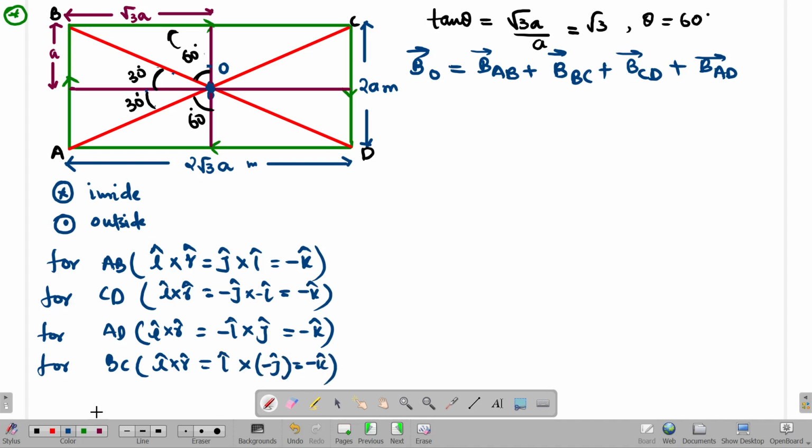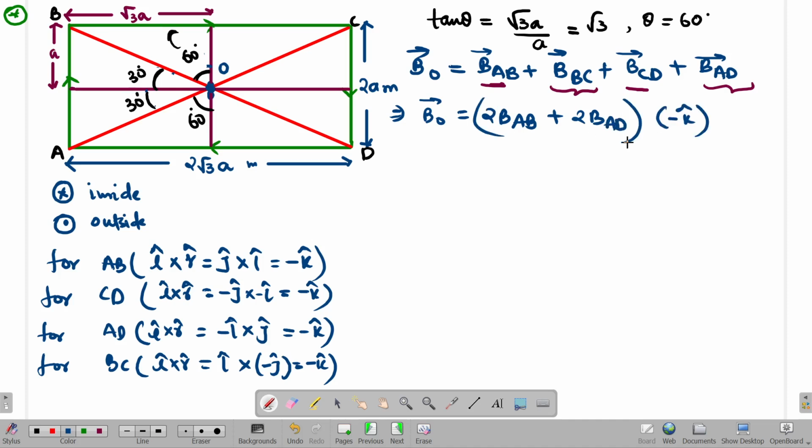All these magnetic field directions are along minus K, so that means they will get added. Yes, and the magnetic field of AB will be similar to CD, while BC will be similar to AD. Are you able to get me? So we can write the net magnetic field at O as 2 times the magnetic field of AB plus 2 times the magnetic field of AD, along the minus K cap direction. Are you able to get me?